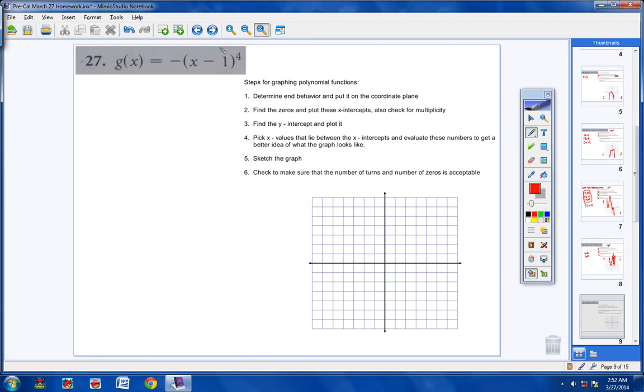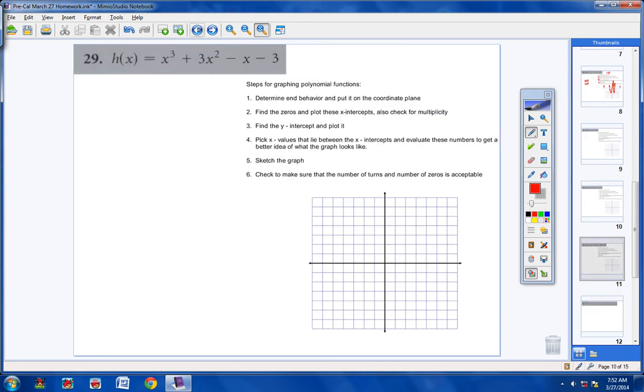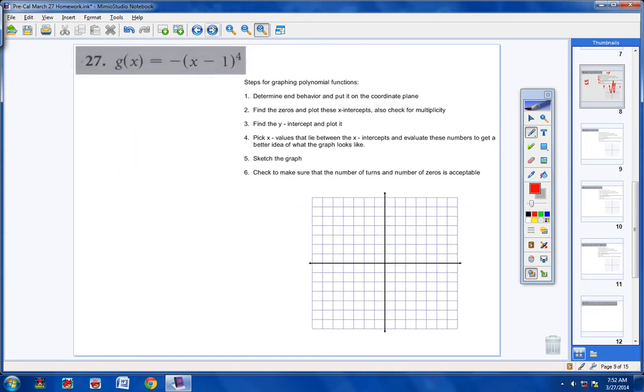All right, number 27, and we're almost done, guys. 3 more of these, and then we'll get into the easier homework. Okay. All right, number 27. I think it's always better to write out the function very quickly. So g of x equals a negative, and then we're going to put (x minus 1) 4 times.